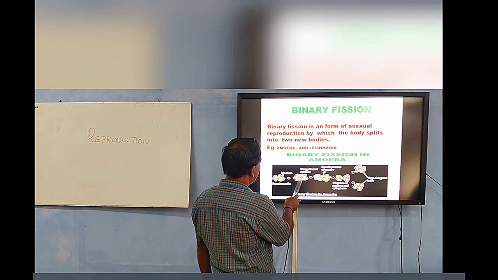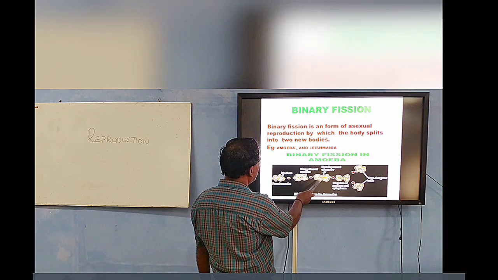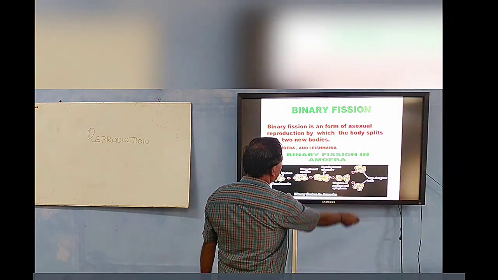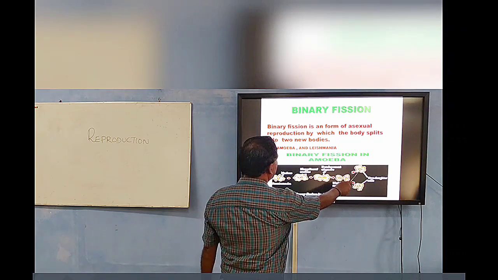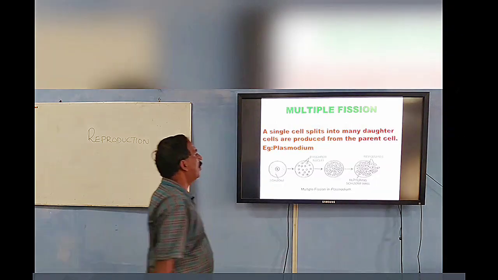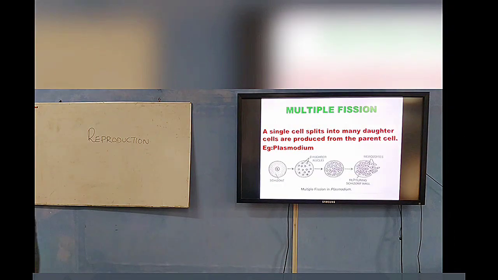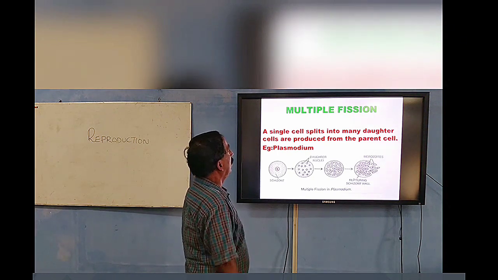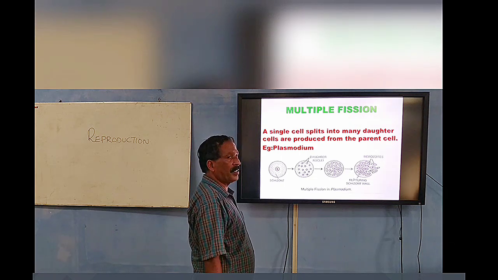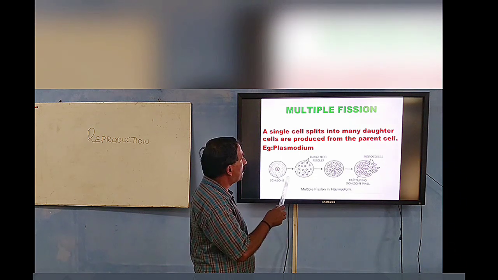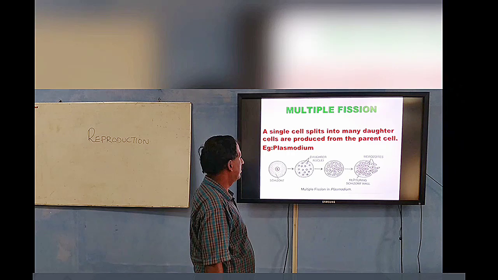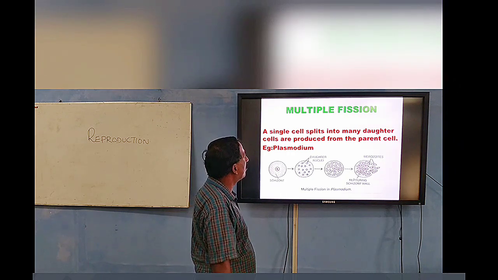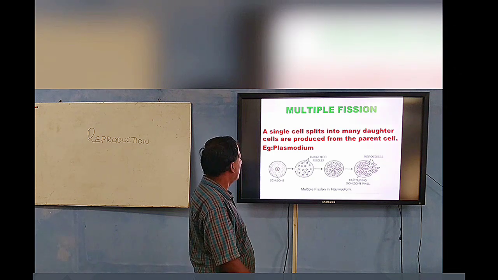The nucleus divides into two. It elongates, and two organisms are formed. So a single body divides and forms two cells. Multiple fission is also a type of fission in which a single cell splits into many daughter cells. The plasmodium that causes malaria reproduces by this mode of reproduction. That is multiple fission.